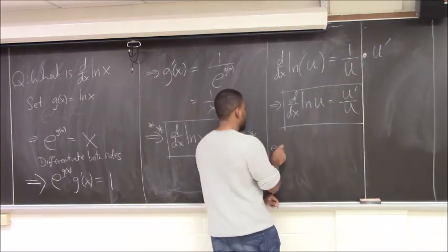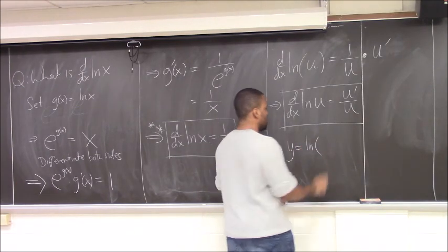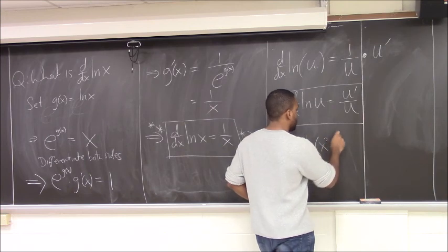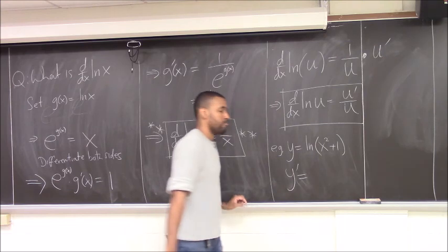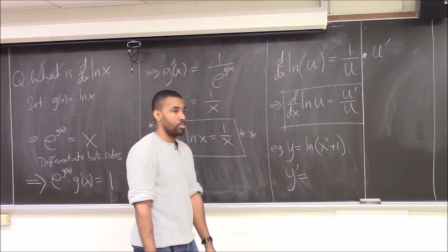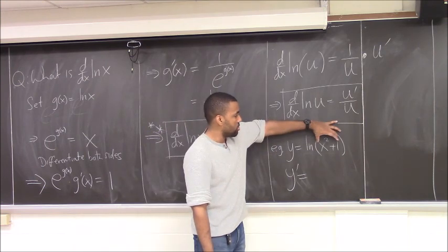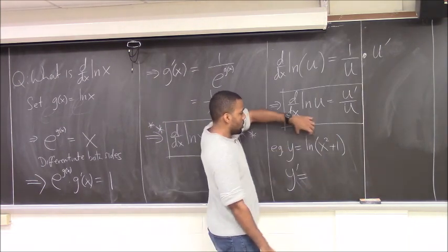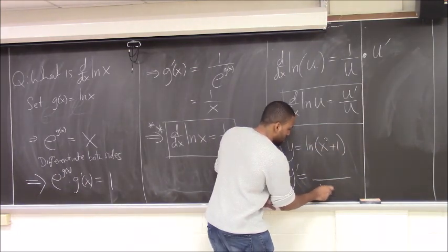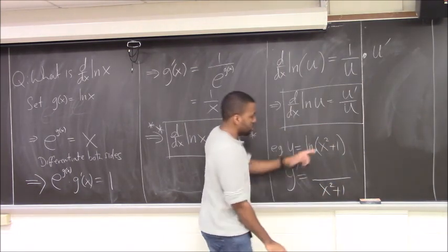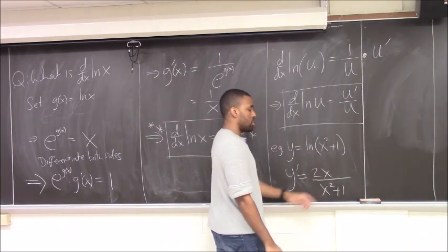So for example, if my function was ln of x squared plus 1, what do we know how to differentiate? What is my derivative? Yeah, 2x over x squared plus 1. So it's going to be the derivative of this over the thing itself. Whenever you're trying to find the derivative of ln of something, it's the derivative of the thing over the thing itself. Now the derivative of x squared is 2x. The derivative of 1 is 0.